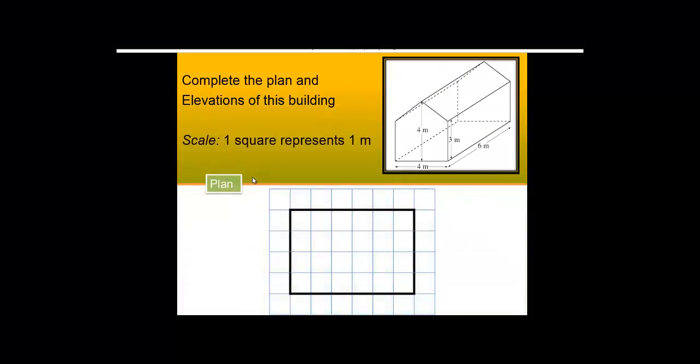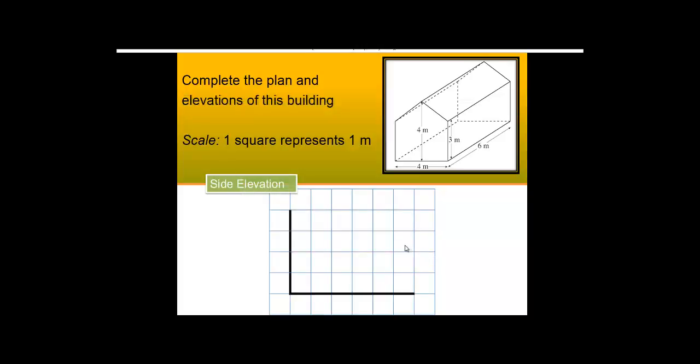We're going to look at the plan. Plan view is what you see when you look down from the top. So the roof structure is a rectangle, but note there's this line across the top which is higher than the two edges, and we need to represent that on the diagram like so.